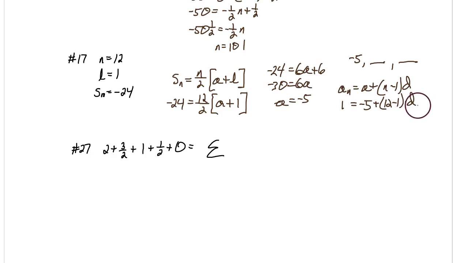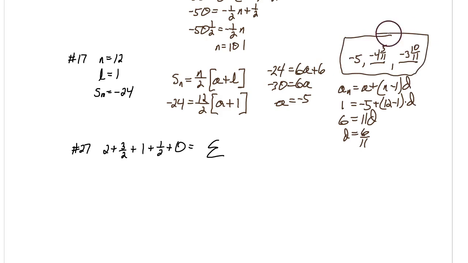So notice we can solve this to get d. Add 5 to both sides, and then divide by 11. So d equals 6 elevenths. Negative 5 add 6 elevenths makes negative 4 and 5 elevenths. Then when you add 6 elevenths to that, it makes negative 3 and 10 elevenths. Here are the first 3 numbers in the sequence.